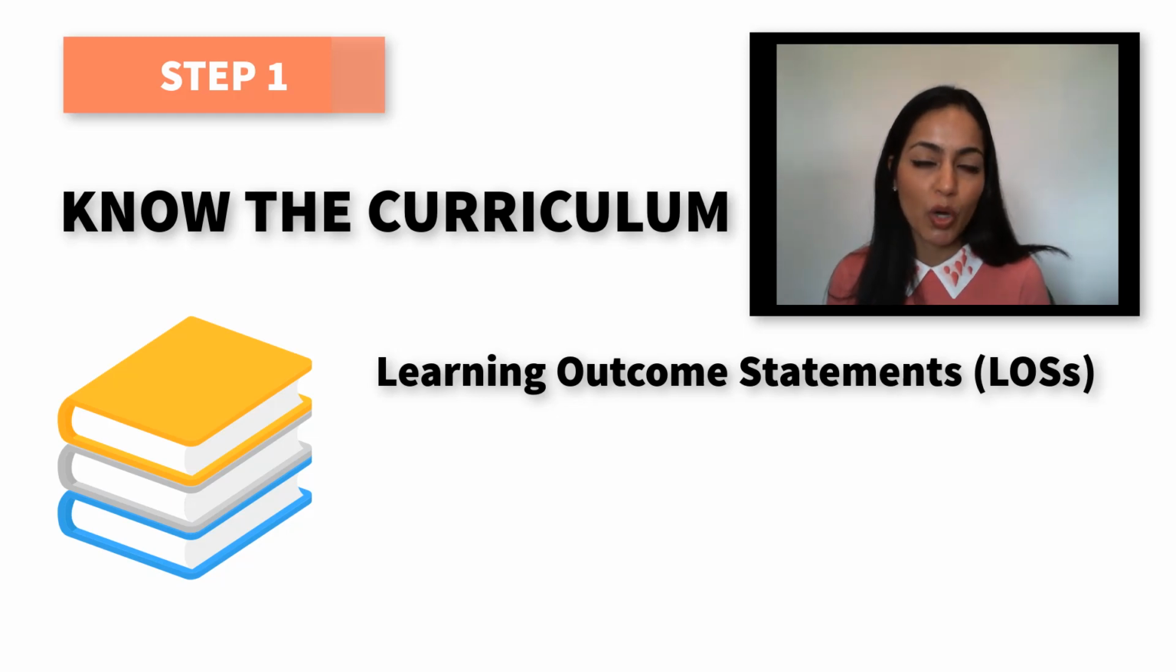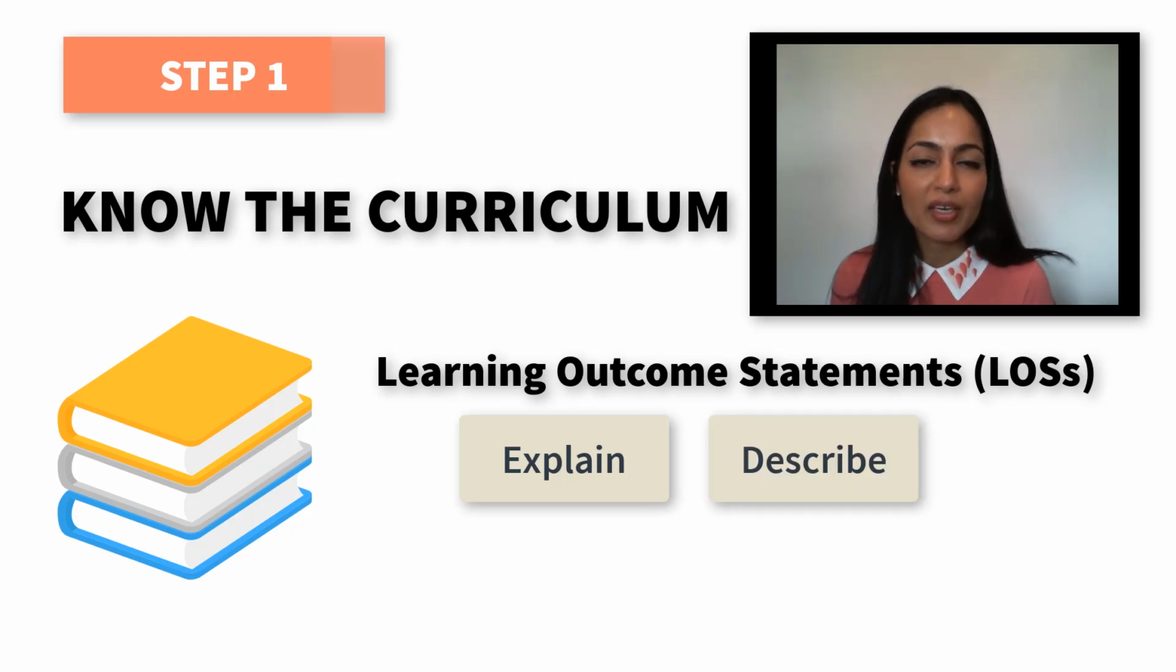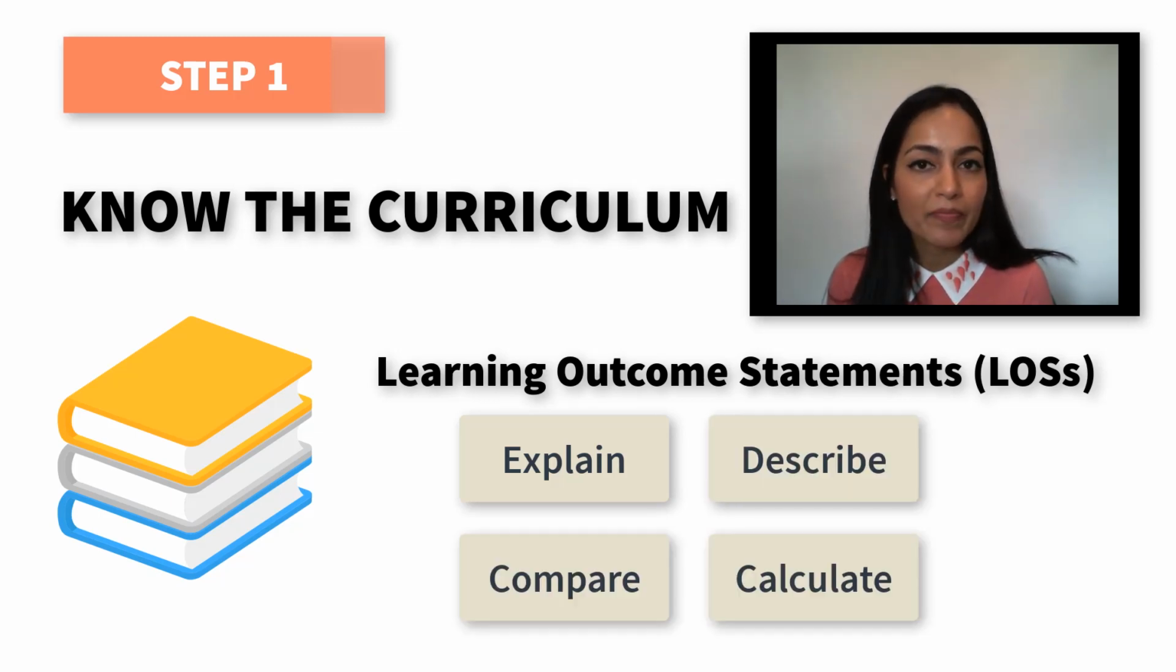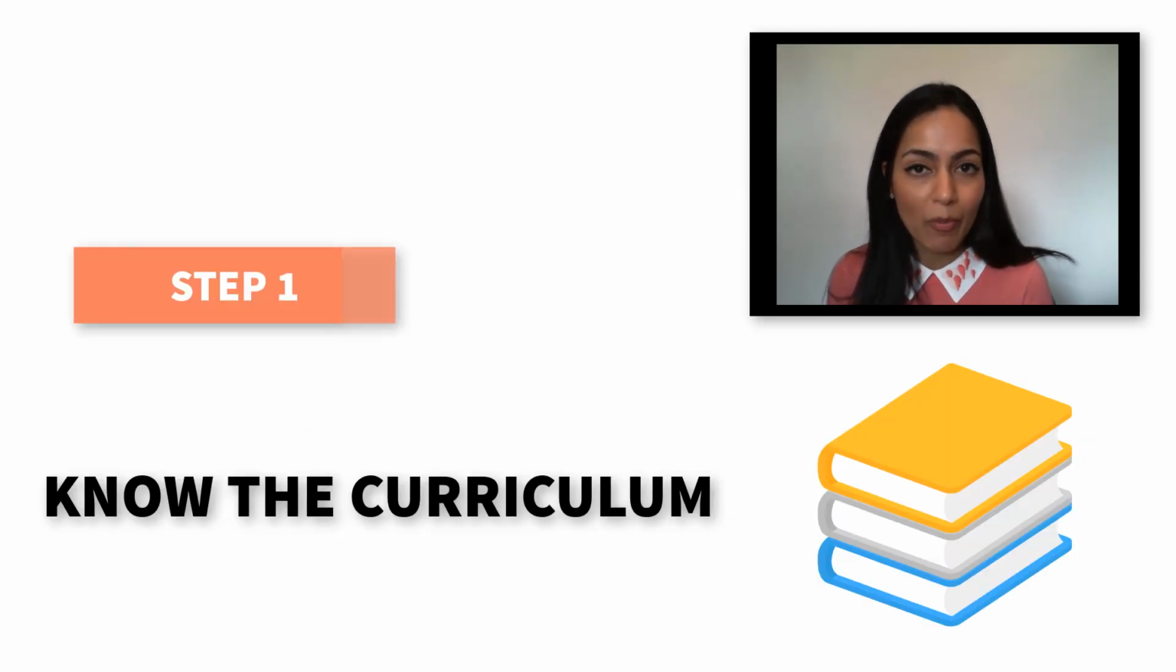Those LOSs that people talk about, don't ignore them, because those give you a very, very good indication as to how a topic is going to be tested. Those usually start off with the word explain, describe, compare, or calculate. And so let's say you're looking at something in quants. You're presented with a very complex formula. And when you look at the learning outcome statement, it says describe. Well, what that means is the examiner is not going to give you a computation, and it's very likely you will not need to learn that formula. So step 1, know the curriculum.